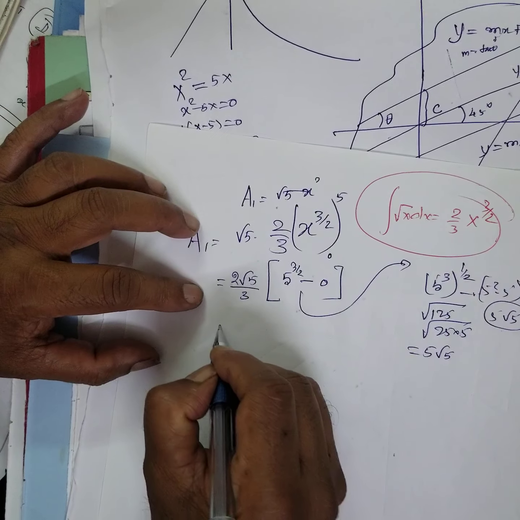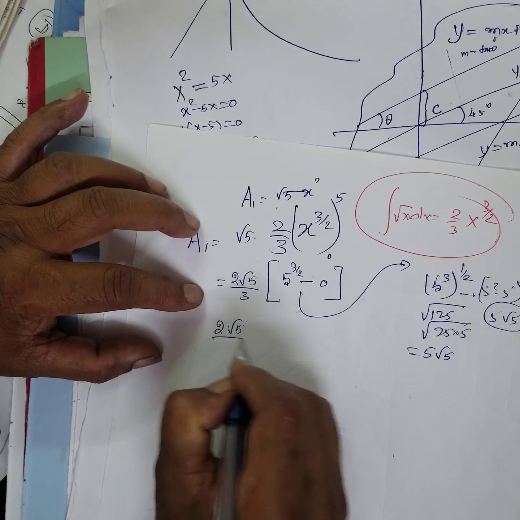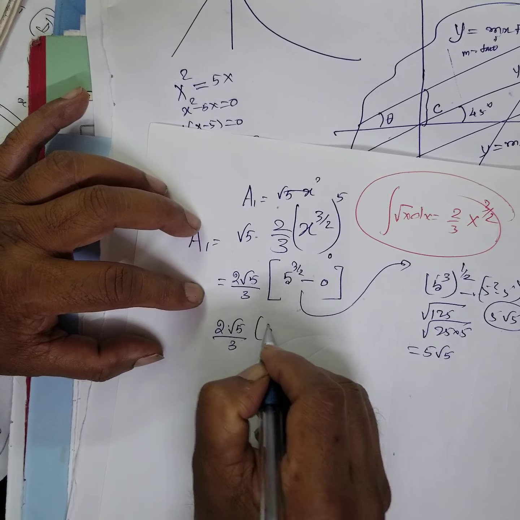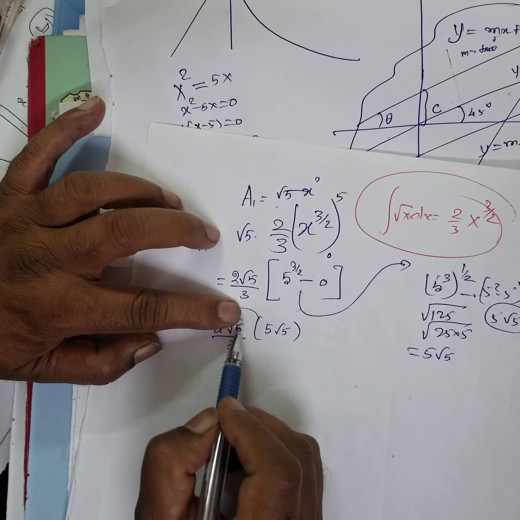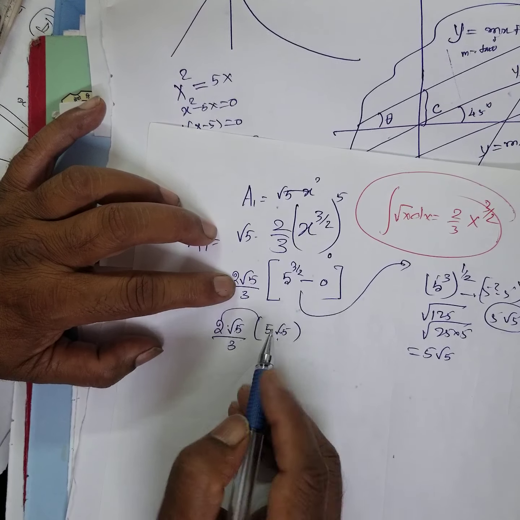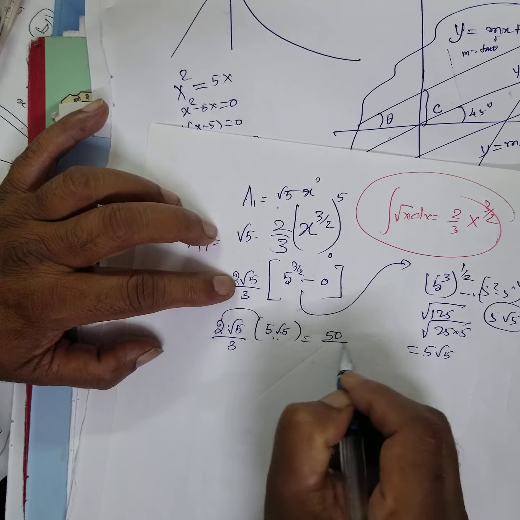5 root 5. Therefore, 2 root 5 by 3 into 5 root 5. Again what? 5 2s are 10, 5 5s are root 5 into root 5. 50 by 3, no? 50 by 3 square unit. Therefore, A1 is equal to 50 by 3 square unit. But you have to be very fast in calculation mentally. They won't ask you this much tough sums, but the sums are such that if I have already worked it out, by looking at it yourself, you will get the answer.